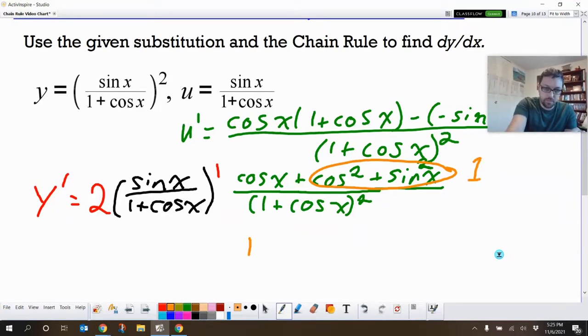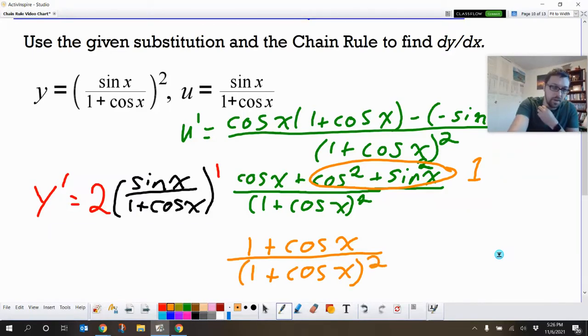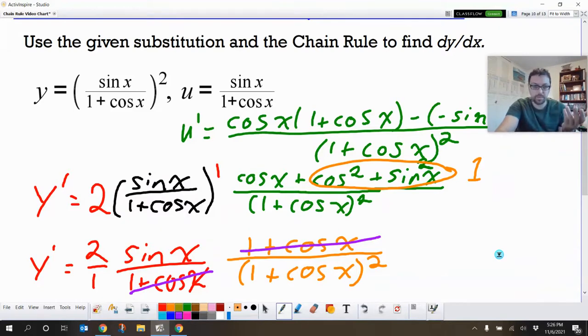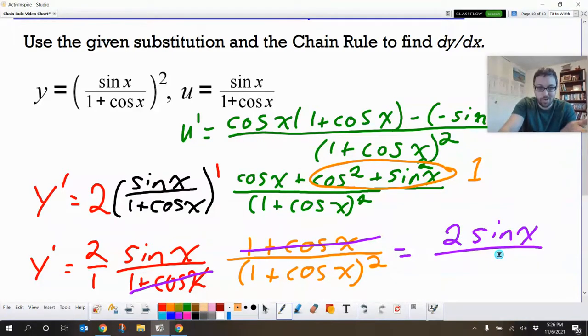So this is really 1 plus cosine x over itself, 1 plus cosine x squared. So we'll be able to cancel a little bit. We still got this stuff over here. So this is y prime equals, I'm going to make this a 2 over 1 so I remember that 2 is in the numerator, times sine x over 1 plus cosine x. I'm going to choose to cancel the one that doesn't have a squared on it, just because then I don't have to cross out the squared. So this equals 2 sine x over 1 plus cosine x quantity squared. And there is our derivative.